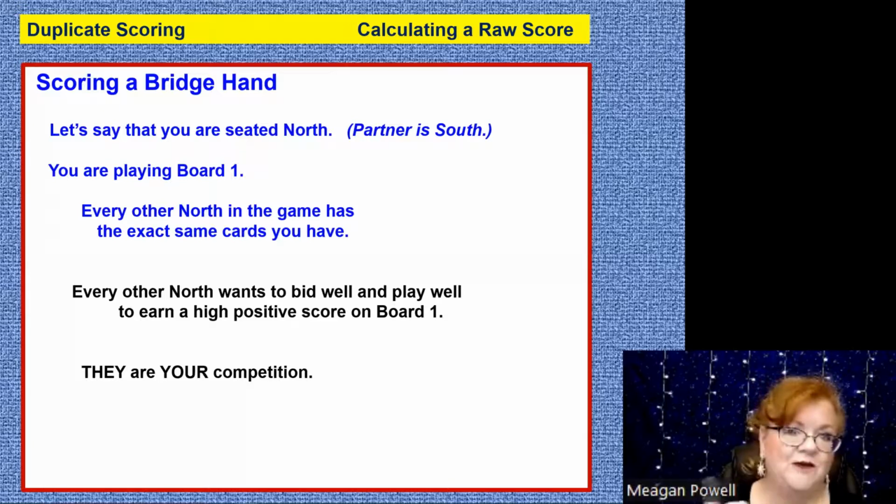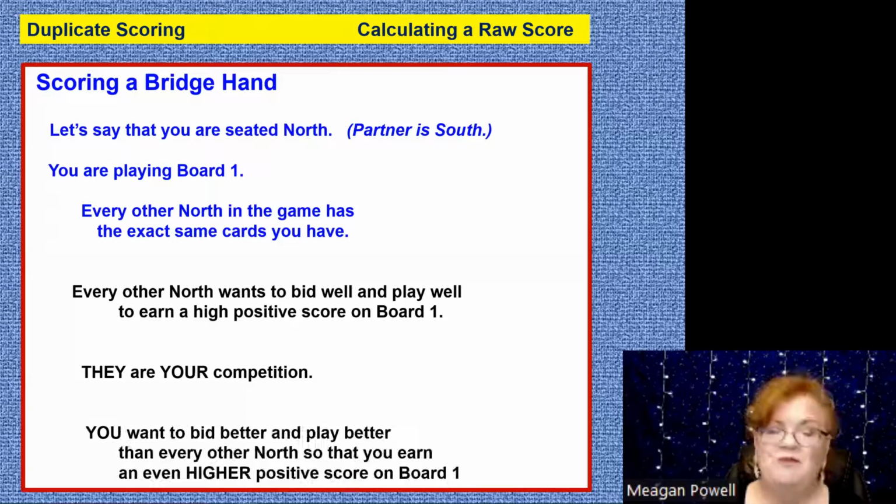The reason you're trying to cream them is so that you get a nice high score so that you can compete well against the other Norths who are declarer on board one and looking at your same score. So you want to bid better, you want to play better than every other North who is the declarer on board one. You want to earn a higher positive score than all those other folks. So part of learning to score is going to lead you down the road to figuring out how high you should even bid. All right.